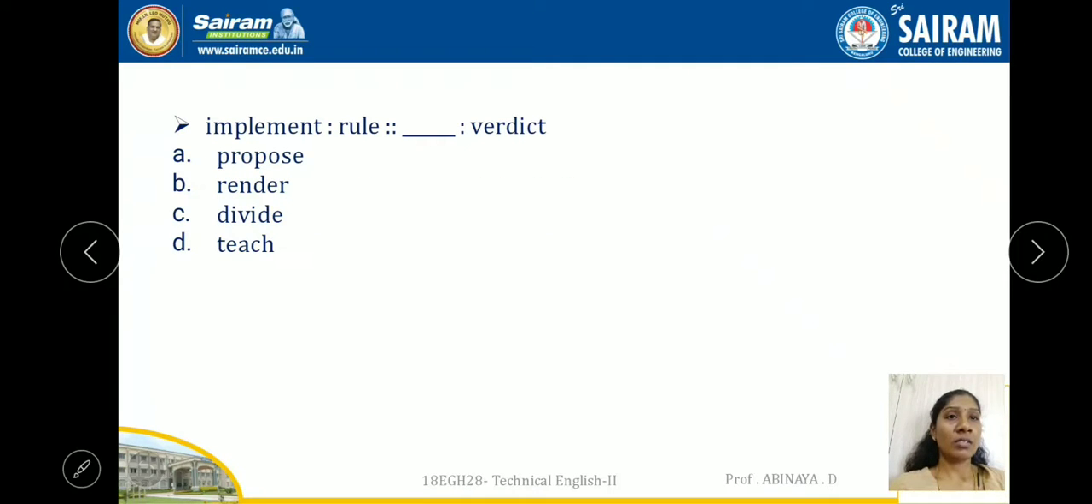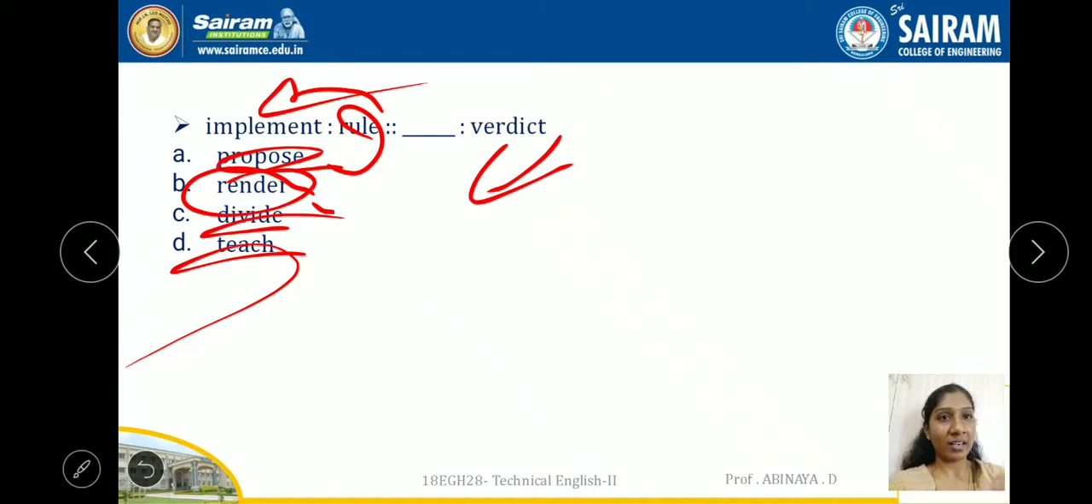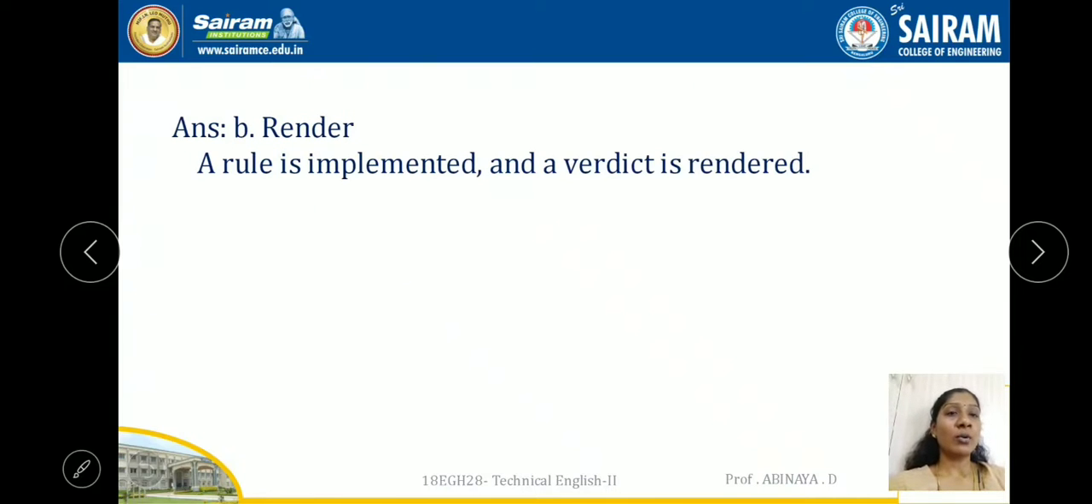Implement, rule, dash, verdict. A rule has to be implemented obviously. Likewise, a verdict has to be proposed? No. Divided? No. Taught? A verdict cannot be taught. So render at last. So a rule is implemented and a verdict is rendered.